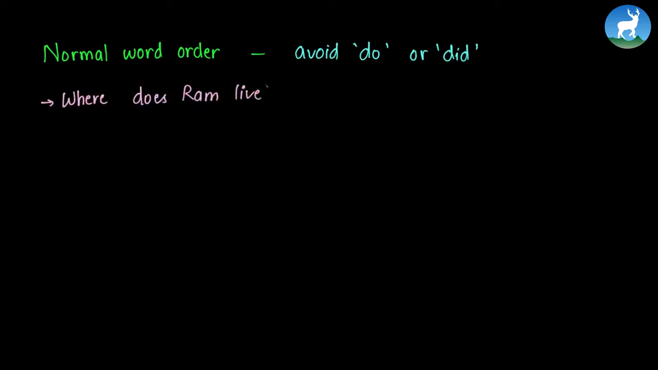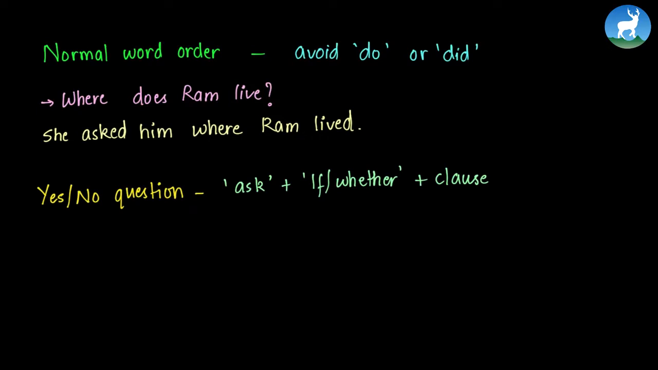In case of normal word order, we usually do not use do or did. For example, where does Ram live? Now this direct speech can be converted to indirect or reported speech as she asked him where Ram lived. Now in the case of yes or no question, it's reported using ask plus if or whether and then the clause. So let's see an example for this.